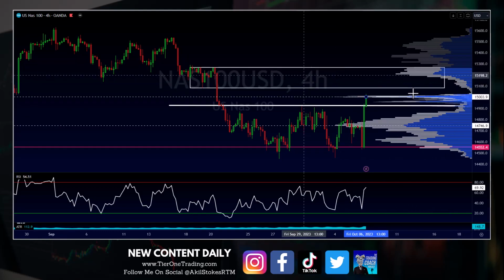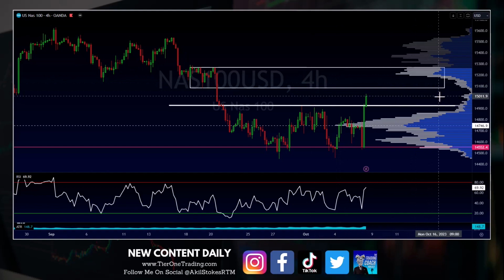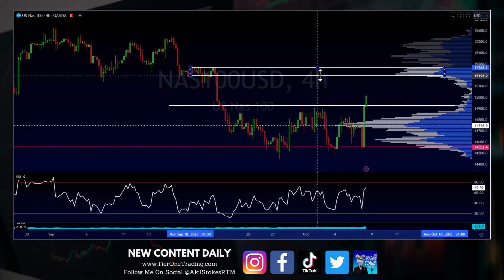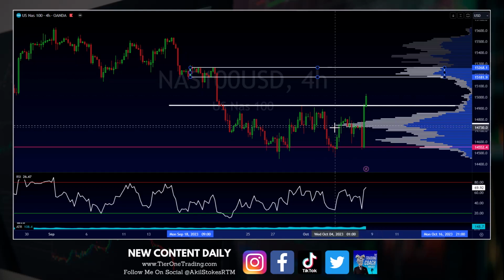So looking at this, I'm drawing a separate one by accident, looking at this allows you to isolate your zone and say, hey, you know what? Well, I'm in the void right here. Volume doesn't really pick up till right here. This can allow me to isolate my level a little bit more.